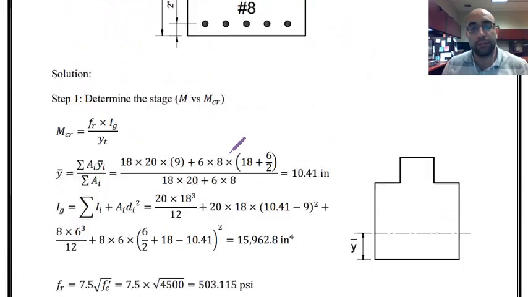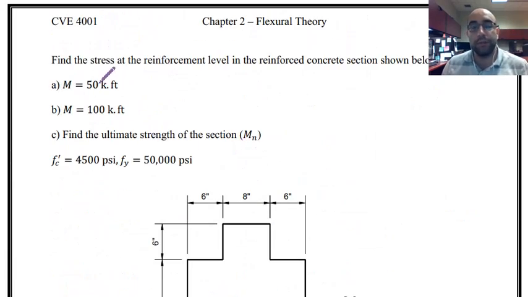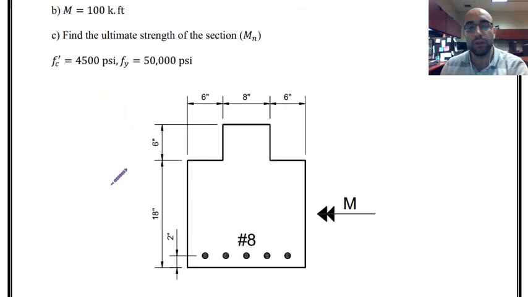If you compare it with the applied loads, you can see 50 kip foot is much lower than the ultimate strength. That's why section was not even cracked under this load. Then 100 just a bit higher than the cracking moment, but it was way below the ultimate strength, which was about 310 kip foot.